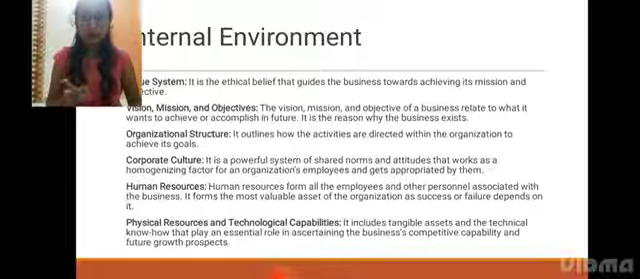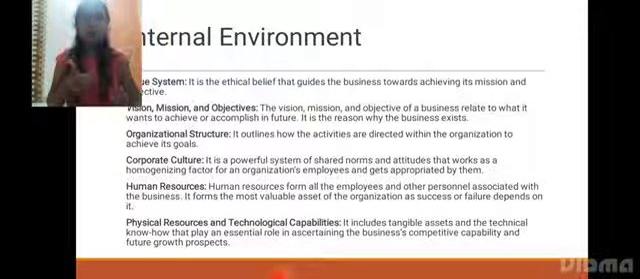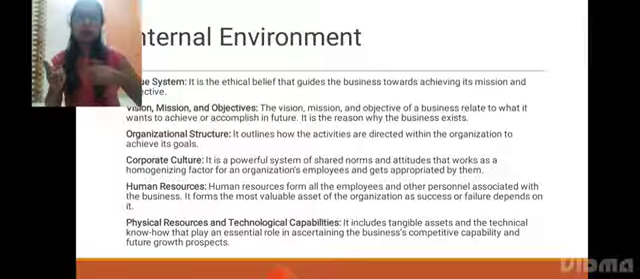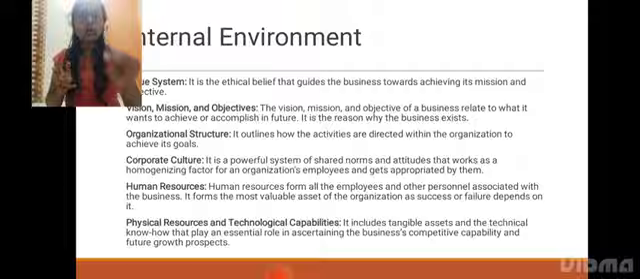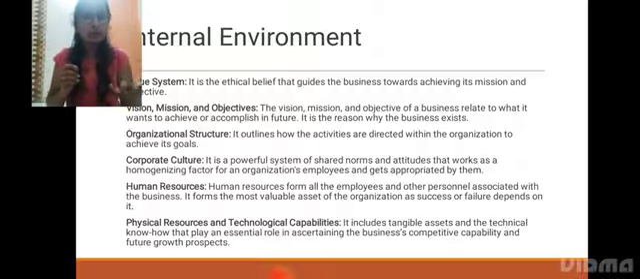Vision, mission and objective. Vision is basically where I want to go, what is my goal. Mission is nothing but how I can achieve that goal. And objectives are nothing but the obstacles, and how I can overcome those obstacles to achieve my vision and mission. So I can control my vision and objective. So the vision, mission and objective of a business relate to what it wants to achieve or accomplish in future. It is the reason why the business actually exists.